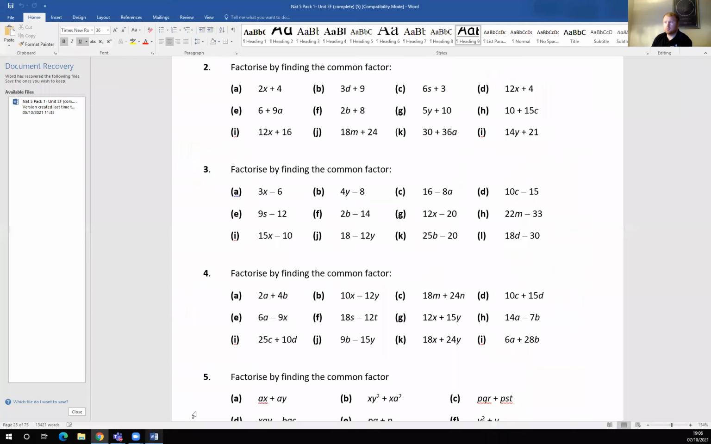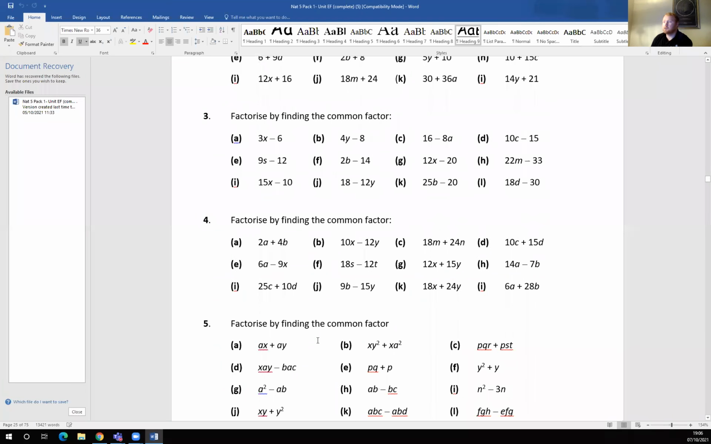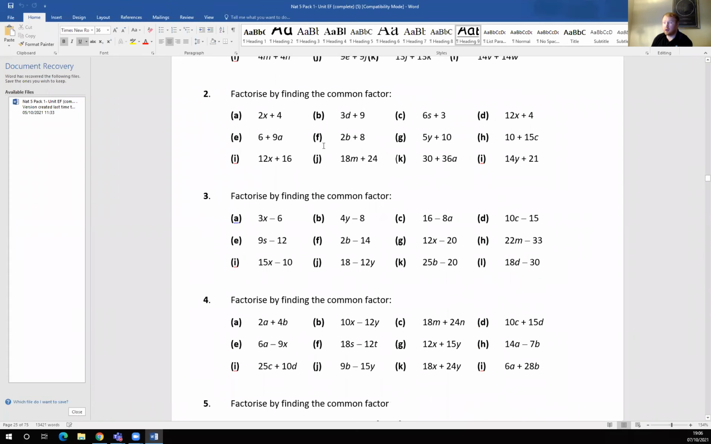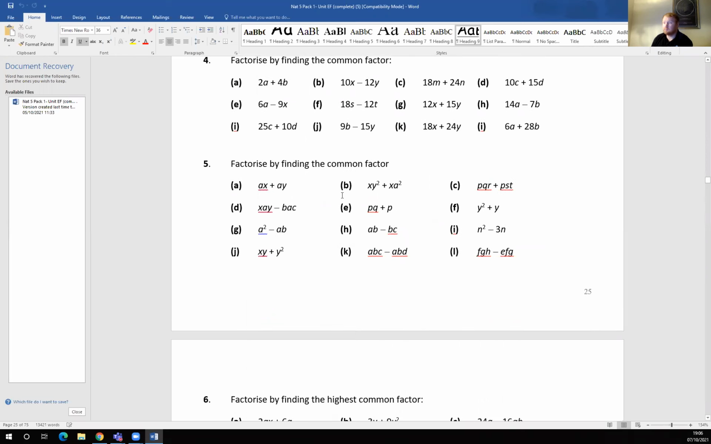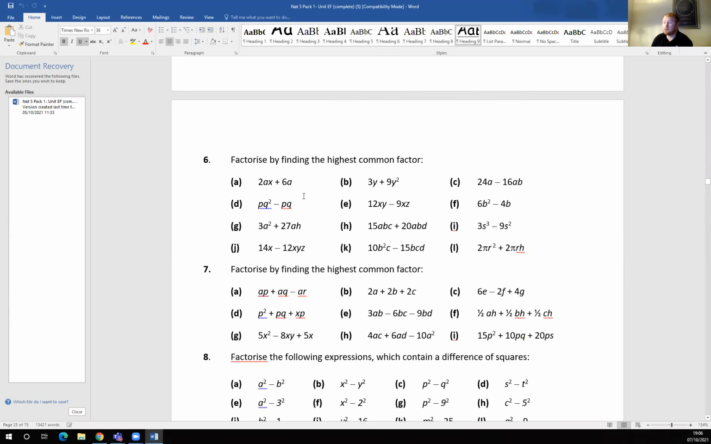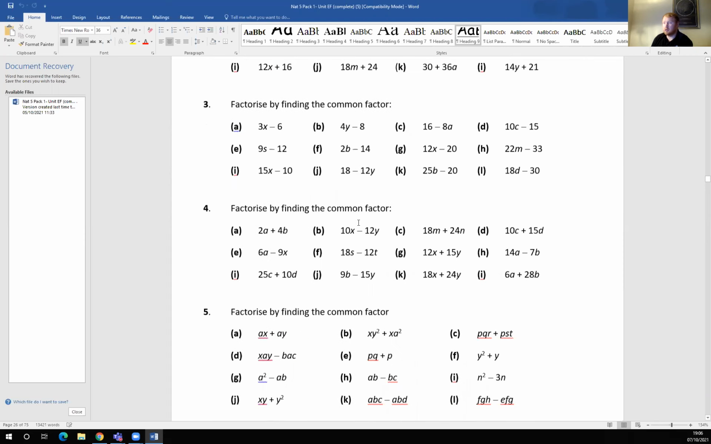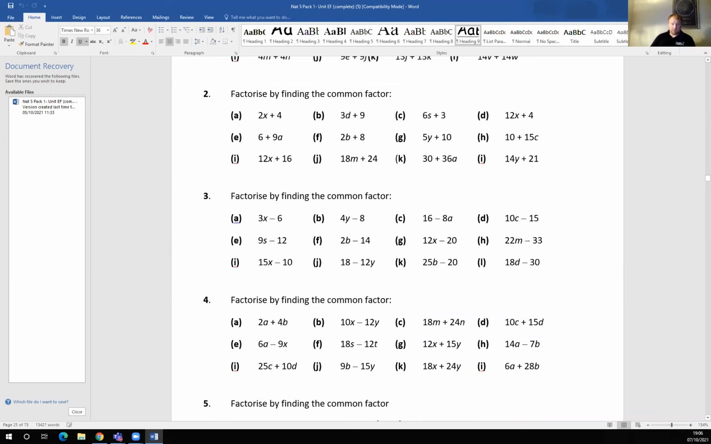Okay, perfect. I'll put it on the screen, guys. So what did I say? 25 and 26. Finding common factor. You should be able to blitz a couple of them out, guys. And then 6 and 7 get a wee bit harder. So maybe just try a couple of these. I'll leave that up on the screen.